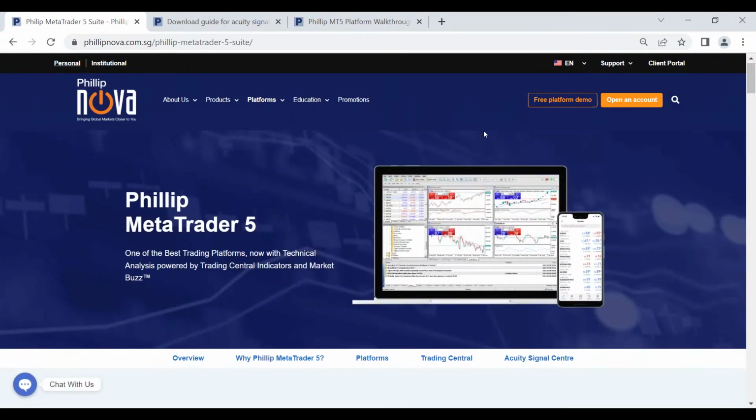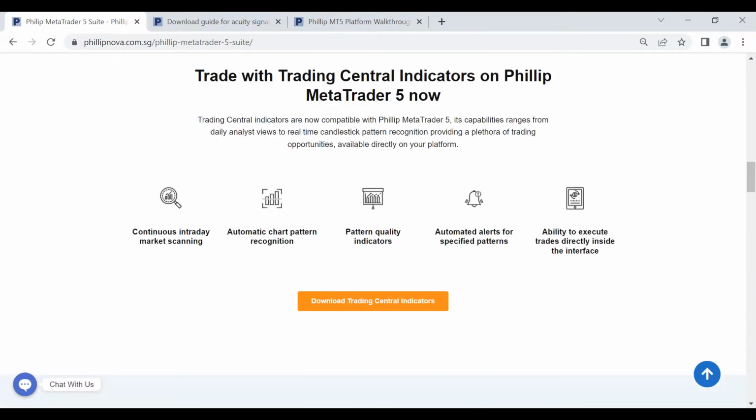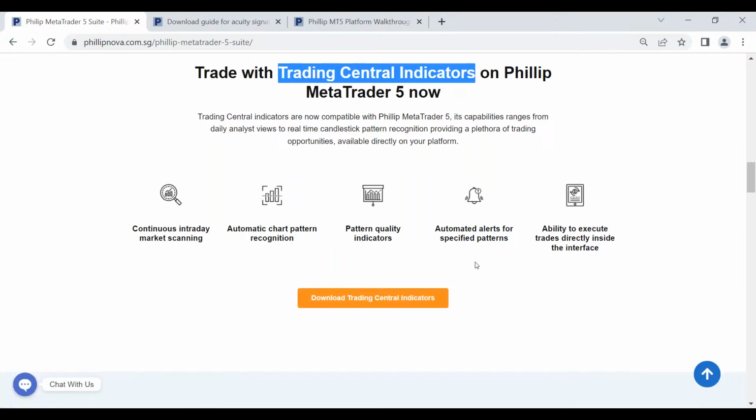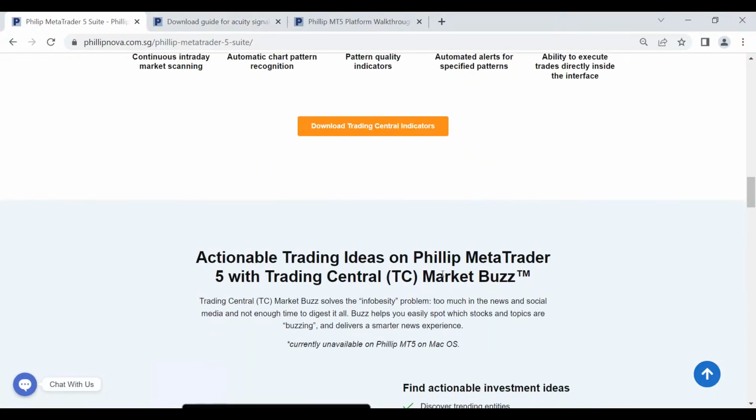Okay, so this is the general page for our trading platform. If you scroll down further, you would realize some information about the tools that we have. Okay, so for instance, this is the Trading Central indicators. Okay, and then the way you download it is simply by clicking on this button. Then it would guide you to the download page. And within a few simple steps, your tool will be up and running.